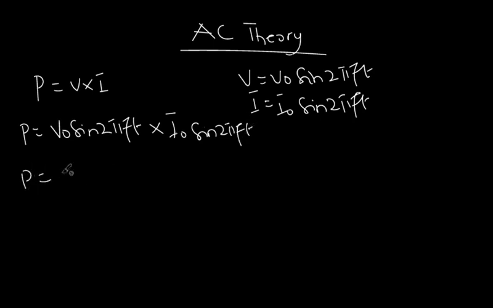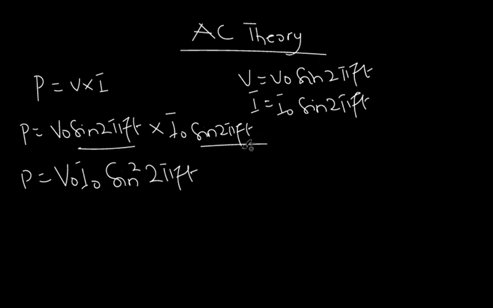Now if we simplify this, we are going to get V naught I naught sine square 2 pi ft. That is because we have sine 2 pi ft times sine 2 pi ft, and if we multiply it, we get sine square 2 pi ft. So this is how we calculate the power in an AC theory. Now this power is called instantaneous power. So if you are asked to find the instantaneous power, that is how we find it, by using this formula.